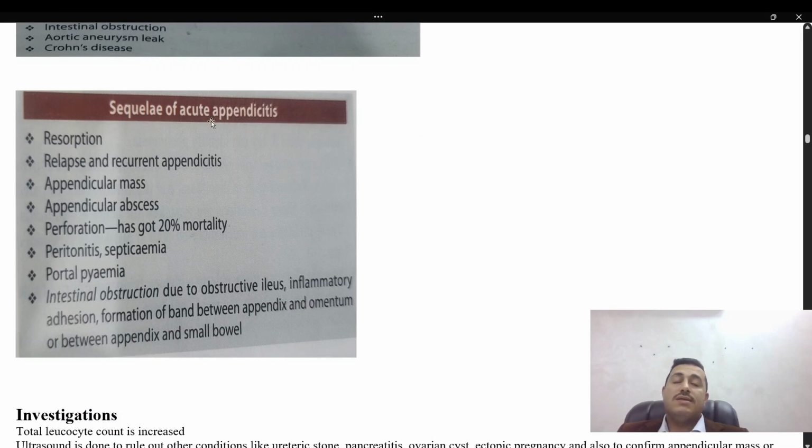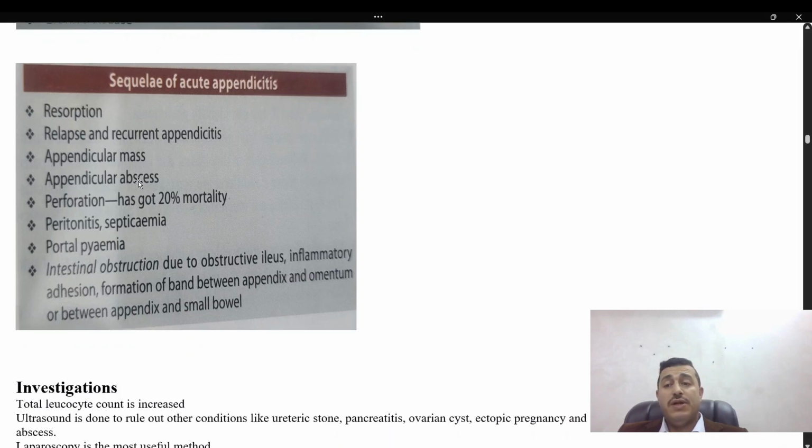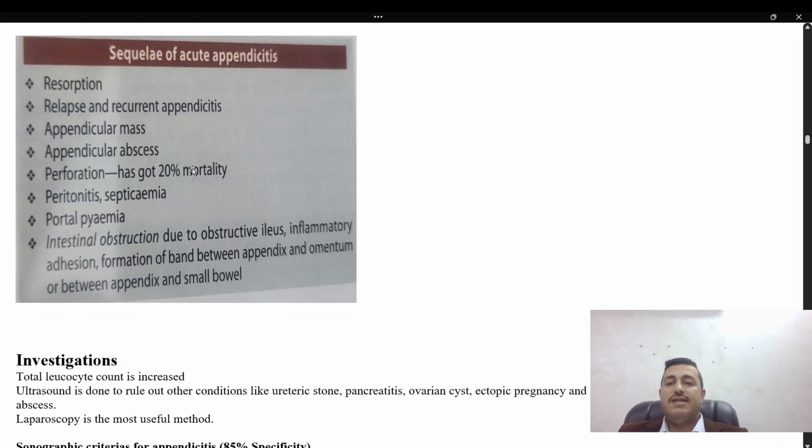What will happen if we leave acute appendicitis untreated? Resorption: the defense mechanism will get rid of it, and everything will be okay. Relapse or recurrence, especially in partial obstruction or non-obstructing appendicitis. Appendicular mass, we said the appendicular mass comprises the appendix, the dilated ileum, and the omentum. Appendicular abscess. Perforation with high mortality, up to 30 percent. Peritonitis, septicemia.